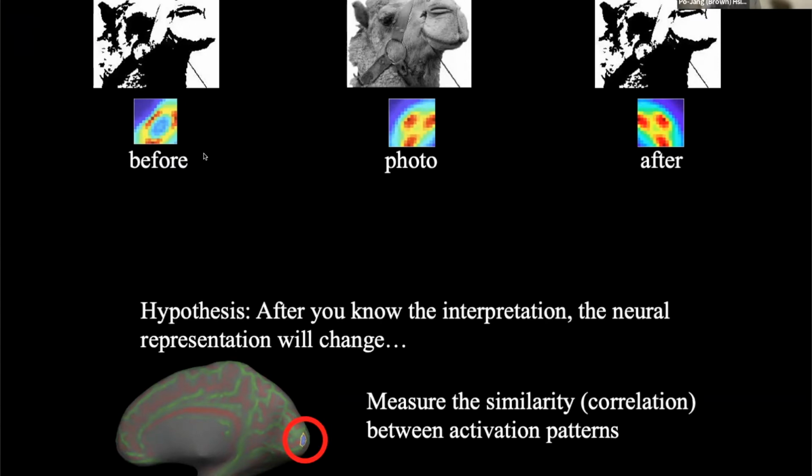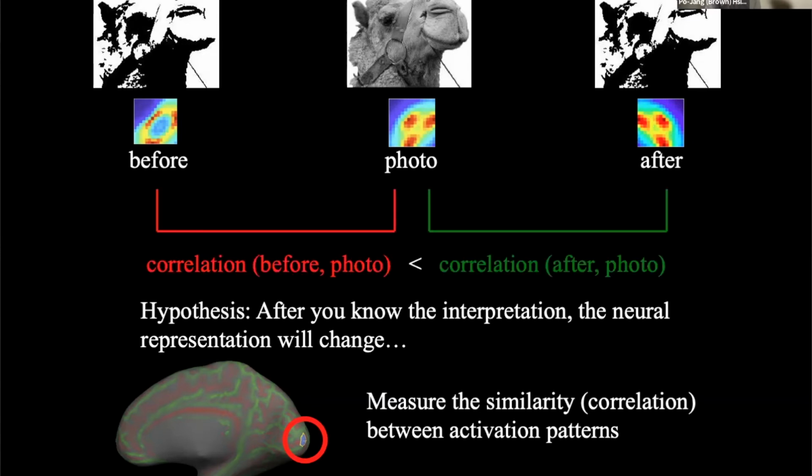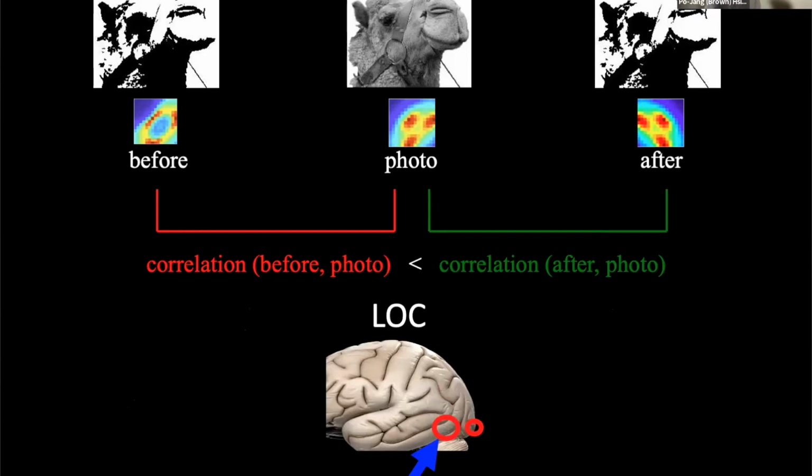And our hypothesis is that after the people know the interpretation of this picture, the neural representation should change and become more like the representation when you're looking at the grayscale photo. So if this hypothesis is correct, we expect to see that the correlation or the similarity between after and photo should be greater than the similarity or correlation between before and photo. Okay, now let's check to see if the results fit our hypothesis.